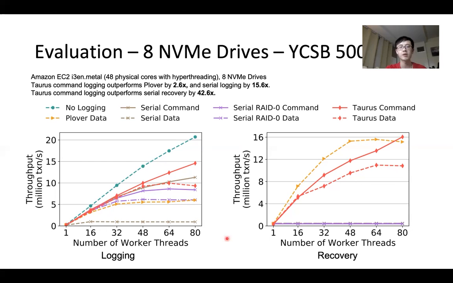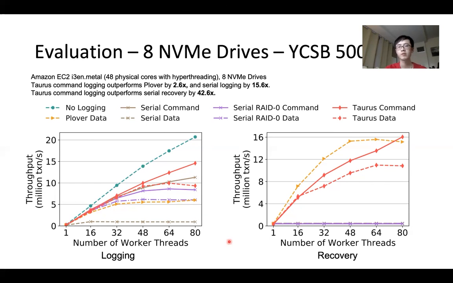The figure in the bottom left is about logging performance. The y-axis is the throughput in million transactions per second, and the x-axis is the number of worker threads. We can see that the no logging baseline performs the best. That's the performance upper bound, and the sequential data logging performs the worst. Basically, that's bounded by the bandwidth of the single disk. We can see that Taurus command logging scales pretty well, almost linearly.